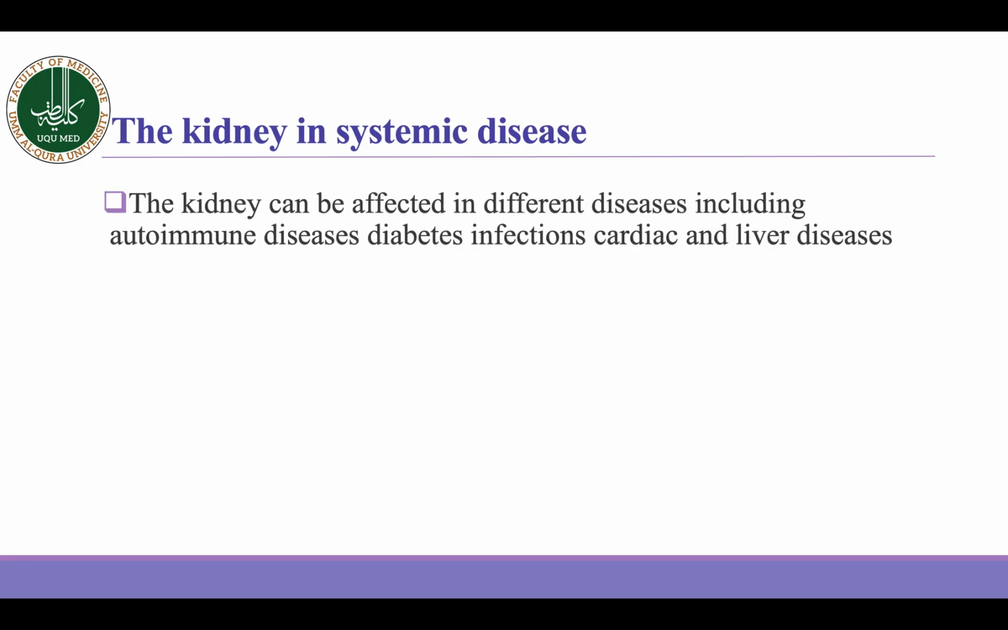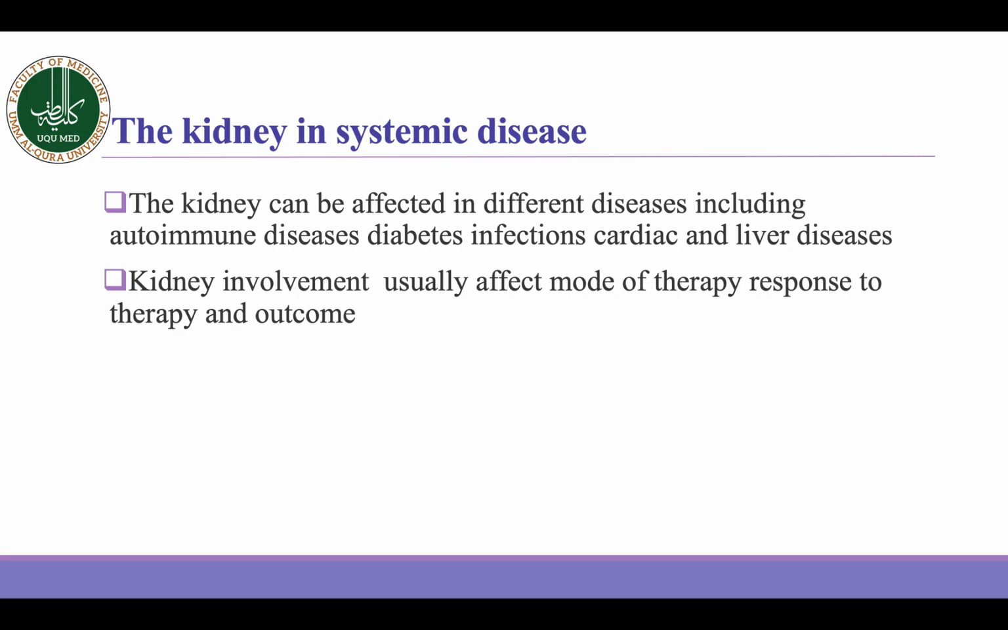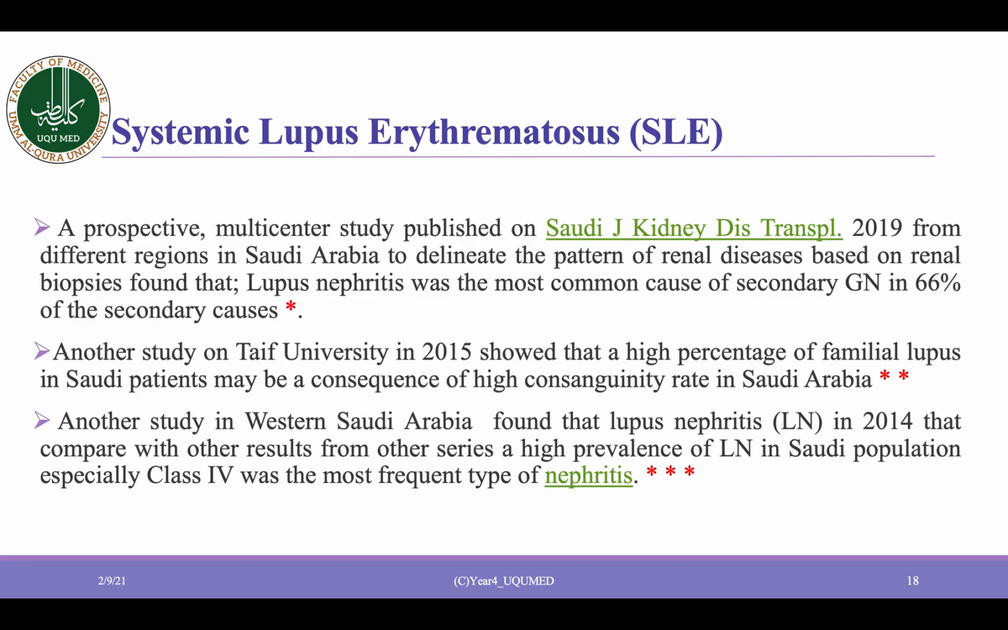Okay, moving on. So we discussed some primary diseases of the kidney, and now we will move to discuss systemic lupus. Again, not into details, it's an overview of the types of kidney disease in systemic disease. The kidney can be affected in different diseases, commonly autoimmune related diseases. Kidney involvement usually affects mode of therapy and response to therapy. One of the common diseases in which the kidney is affected is systemic lupus erythematosus. Renal disease is common in patients with systemic lupus. You can read the details of these studies, and there are links of the complete articles in the presentation.